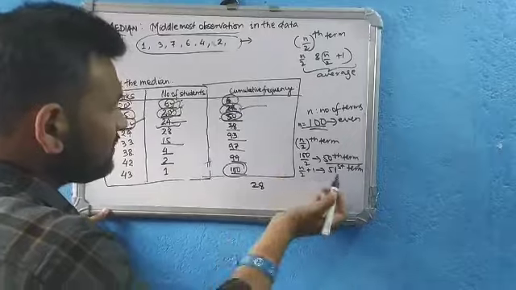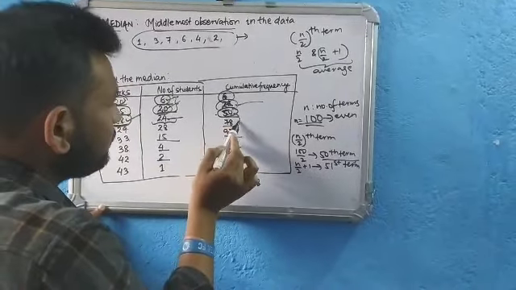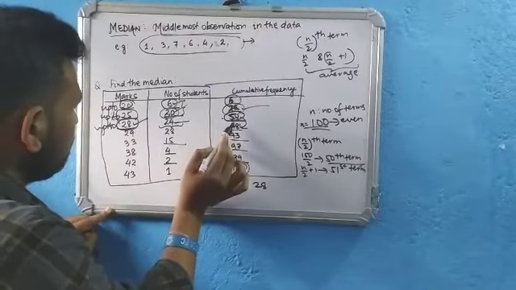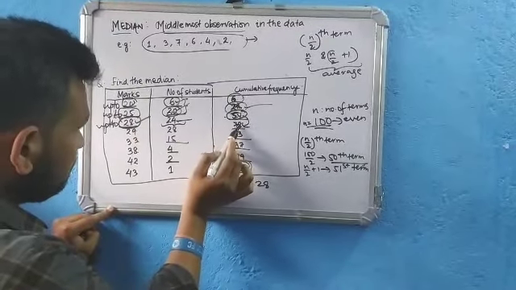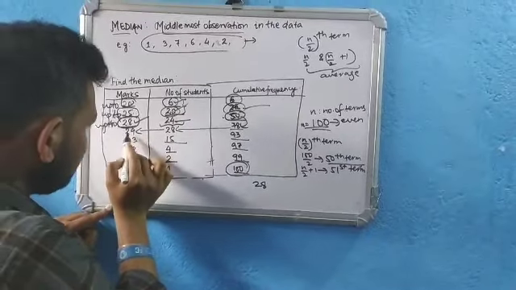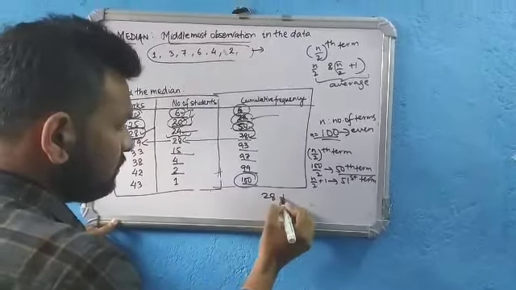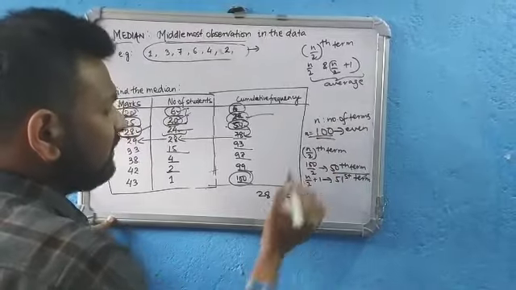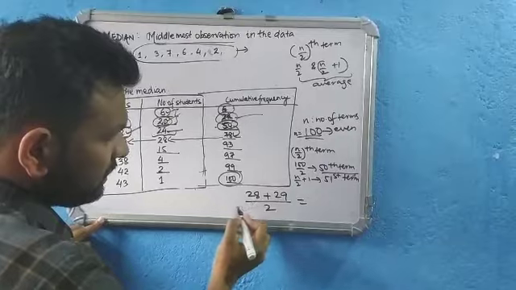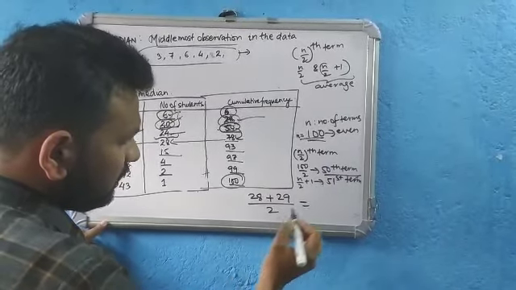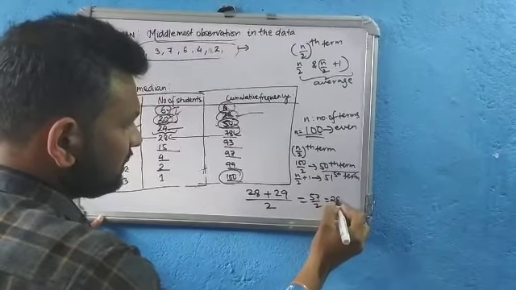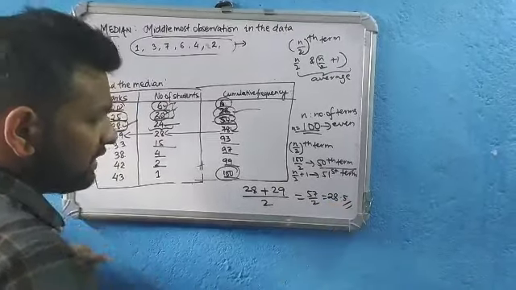So what will be the 51st term? Obviously the 51st term will be the next term, isn't it? The next term corresponding to it, after 28, is 29. So 29, and we have to take the average by 2. So how much will you get? 28 plus 29 is 57, by 2. So this will be equal to 28.5. So this will be the median.